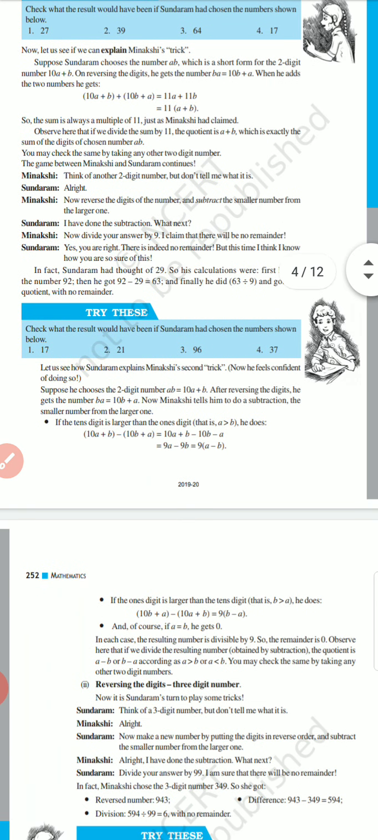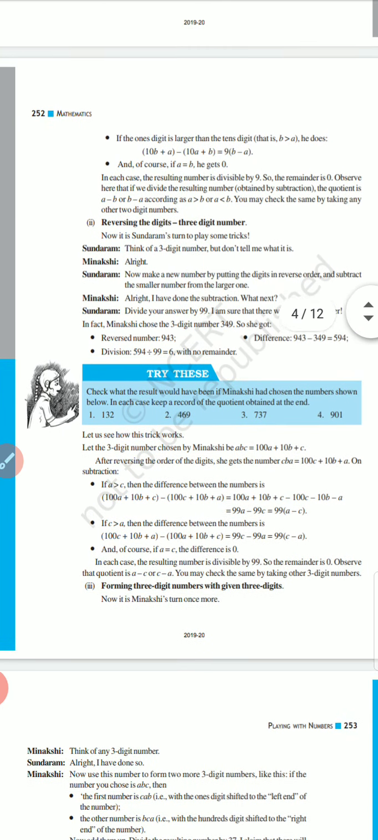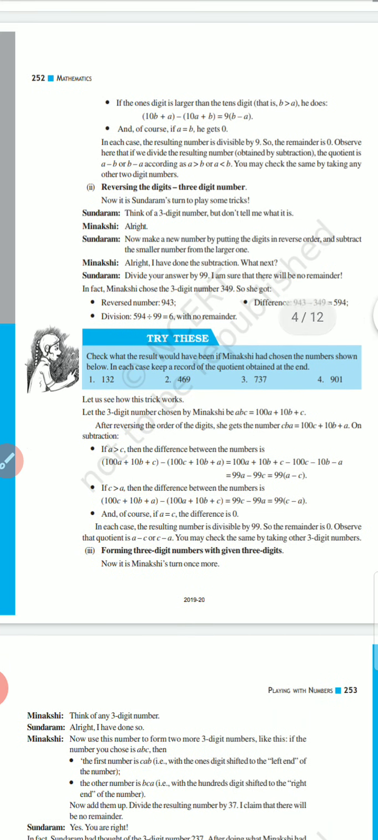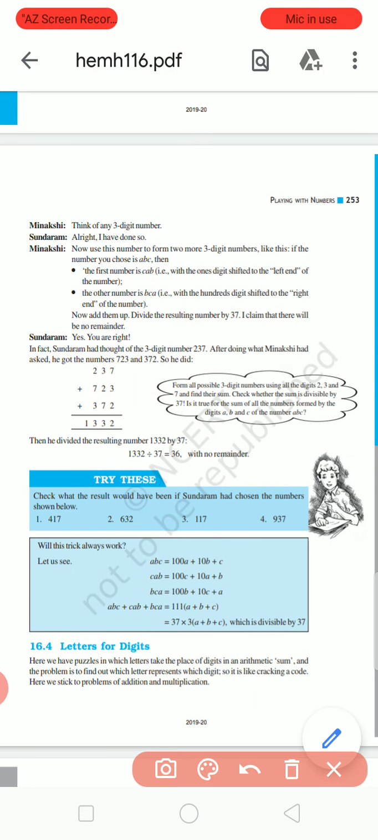Check what the result would have been if Sundaram chose the number given below. The same you can do. Now check what the result would have been if Meenakshi had chosen the number shown below. So it is also the same. 132, when you reverse the digits, 231, you add these two and divide by 11, then you will get no remainder. Let us come to the next one.